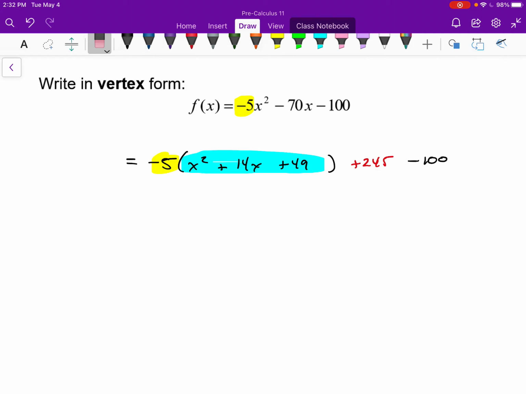Now the hardest part is done, and now in vertex form, it's going to be negative 5 times the factors of this, which again, no surprise, should be x plus 7, all squared. And then right here, 245 minus 100 is 145. There's my vertex form. The vertex is at negative 7, 145. There's a vertical reflection and a vertical stretch by a scale factor of 5. All those things I can see there.